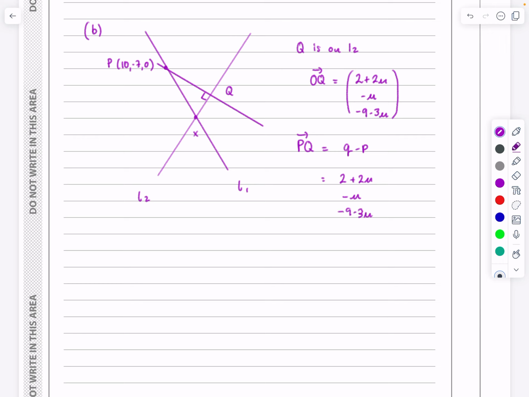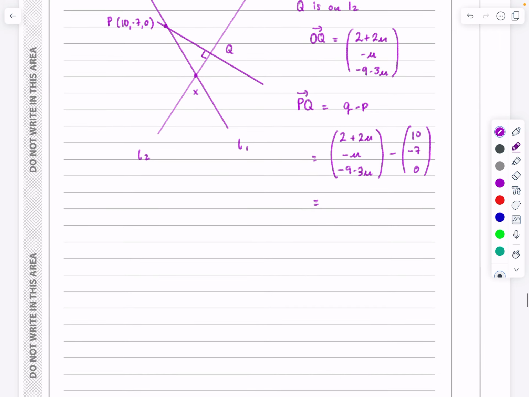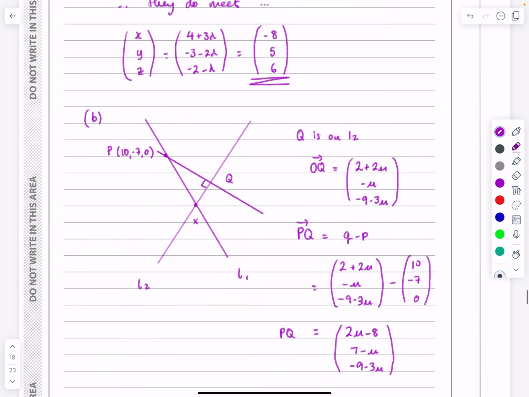and my handwriting's not particularly good there, minus P, minus (10, -7, 0). It's really helpful if at this stage of going through doing all the algebra, you're not spending any time worrying about the very simple geometrical properties there. So what does that work out to be? That works out to be (2μ - 8, 7 - μ, -9 - 3μ). So that's PQ.